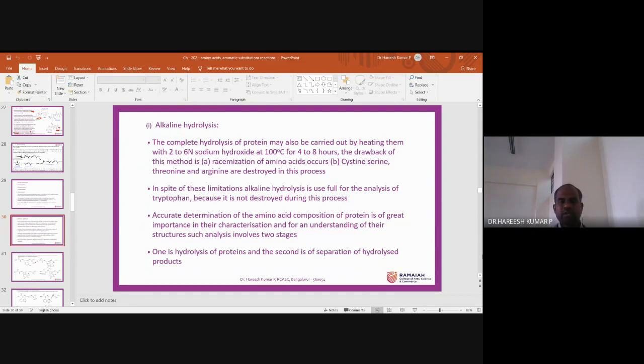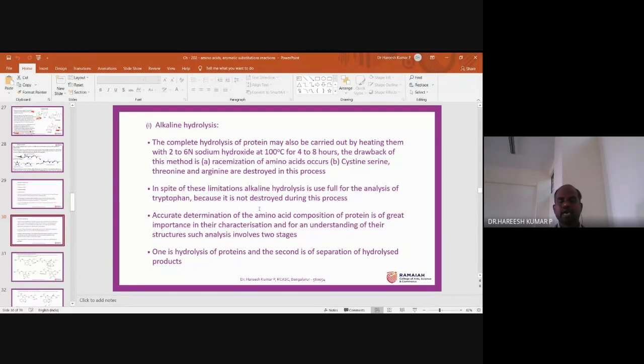So what is the advantage of this method? In spite of these limitations, alkaline hydrolysis is useful for the analysis of tryptophan. That means in alkaline hydrolysis, tryptophan is stable. So we can identify the presence of the amino acid tryptophan by doing alkaline hydrolysis of a peptide or a protein, because it is not destroyed during this process.